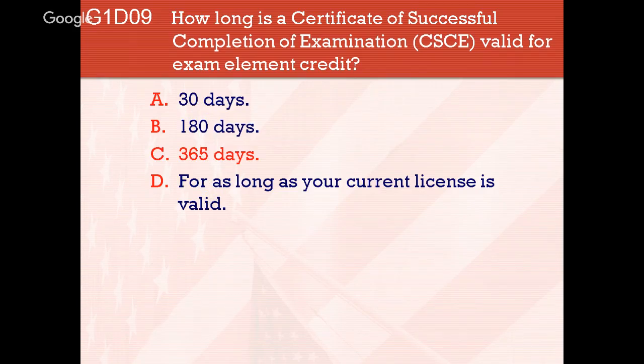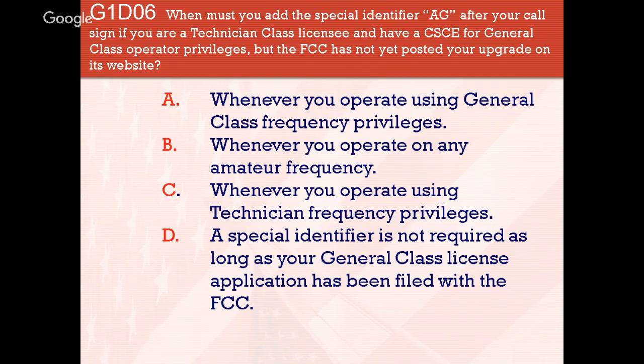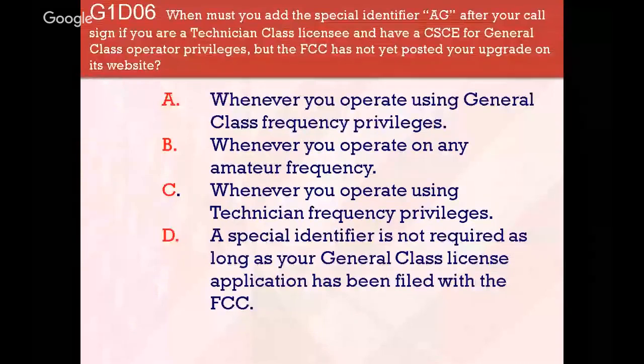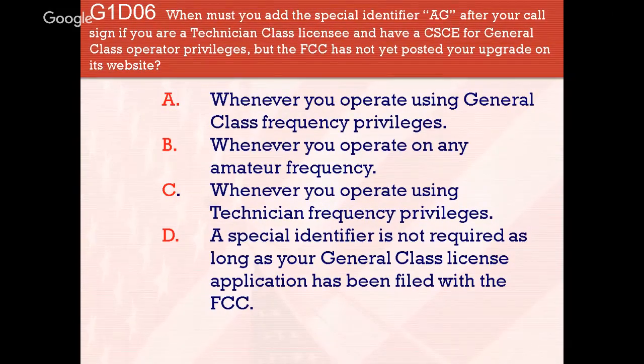So that is the C is your correct answer there. When must you add the special identifier AG after your call sign if you're a Tech Class licensee and have a CSCE for general class operator privileges? But the FCC has not yet posted your upgrade on its website. Again, remember I told you that once you pass that, you have that CSCE, you are able to operate right away with that. You have to use a special identifier, though.